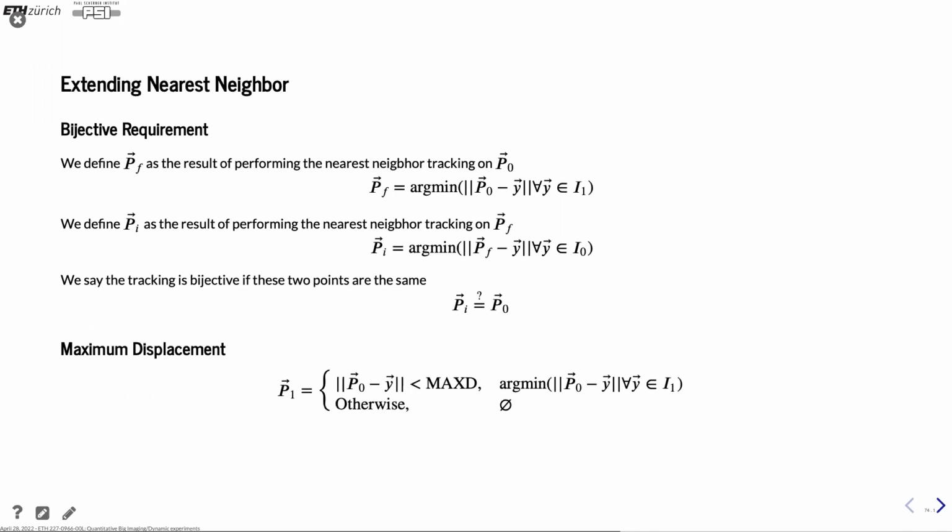So what we can do, we can add a lot of parameters in the tracking. We can have the nearest neighbor tracking, just looking to find the nearest. We can also look at PF following and PI following.